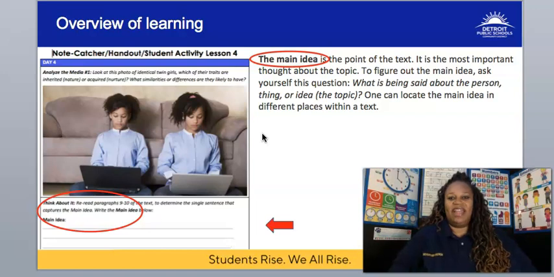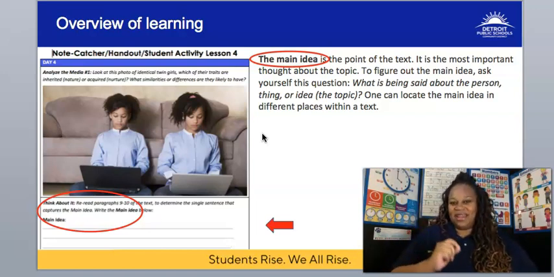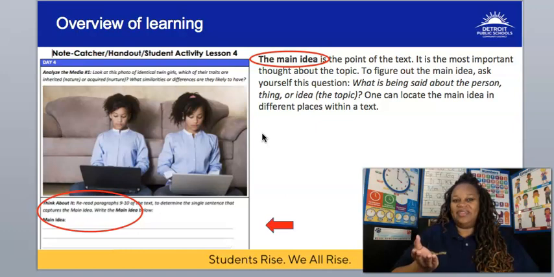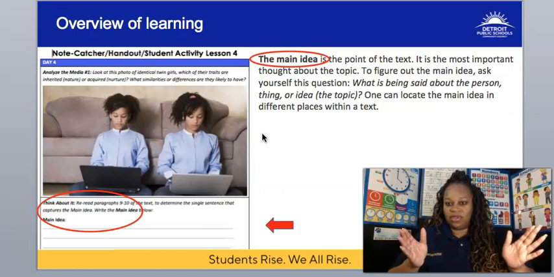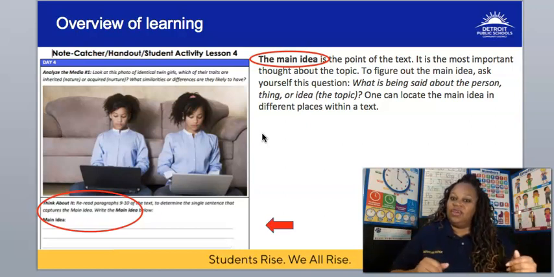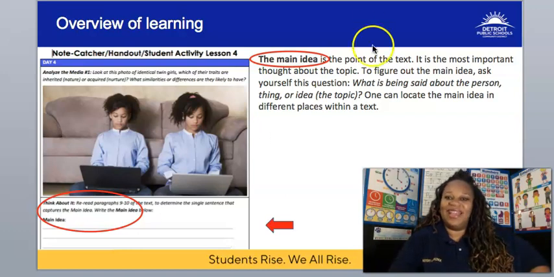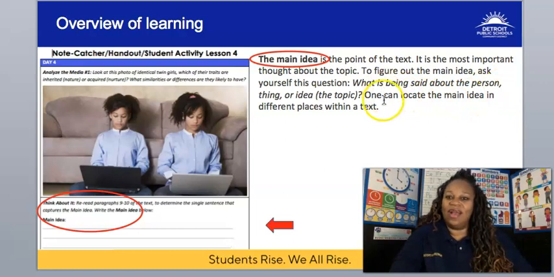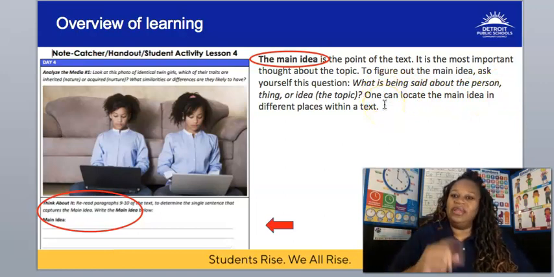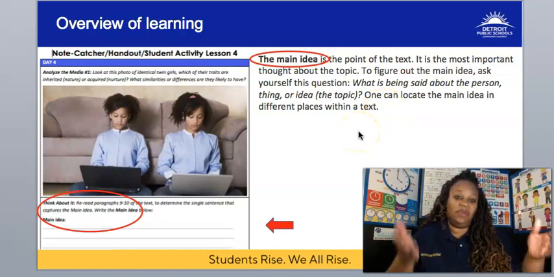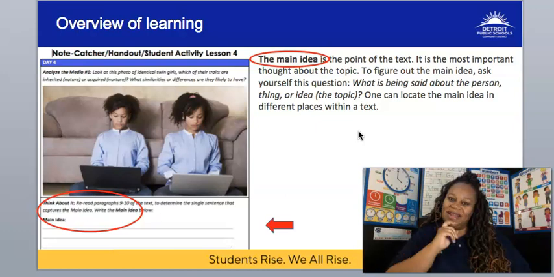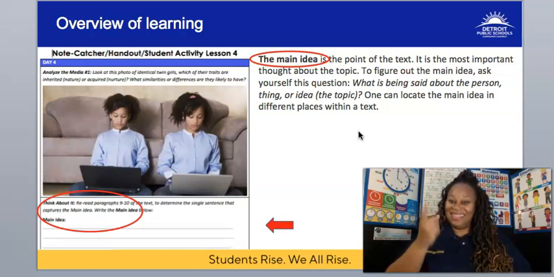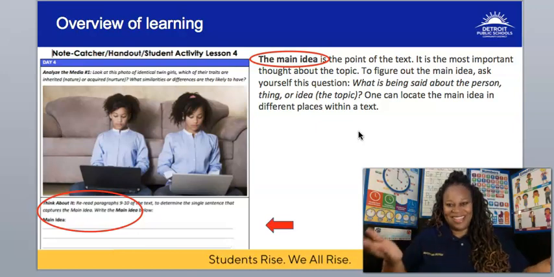We will also have an activity where we are asked to do the main idea. As a reminder, the main idea is the point of the text. It's the most important thought about a topic. In order to figure out the main idea, this is the question you ask yourself. What is being said about the person, thing, or idea, the topic? One can locate the main idea in different places within the text. Do you remember the places where you can locate the main idea? The beginning, as well as the end of the text.